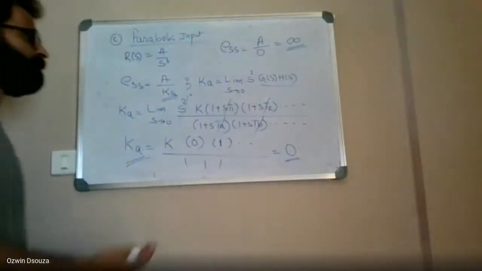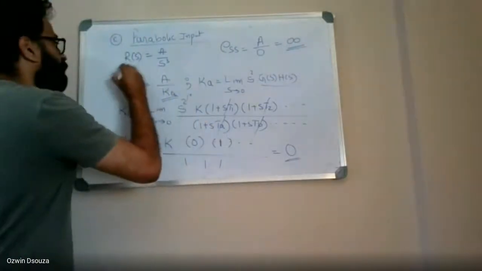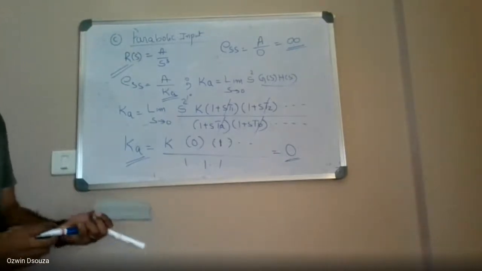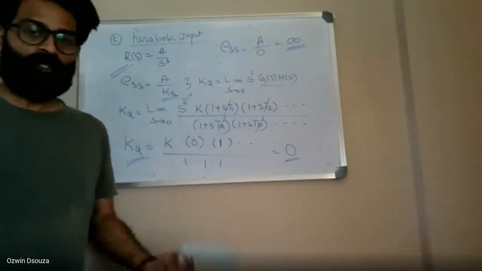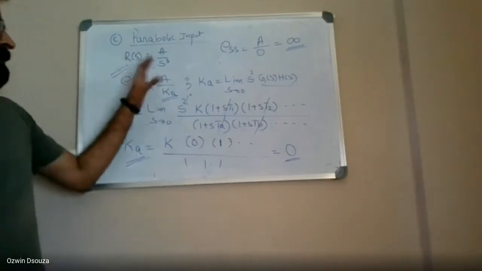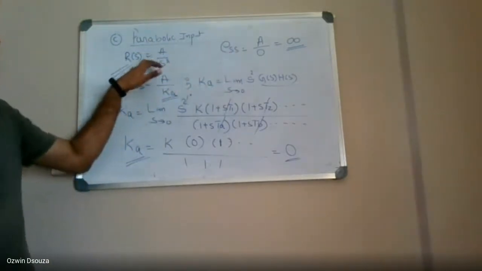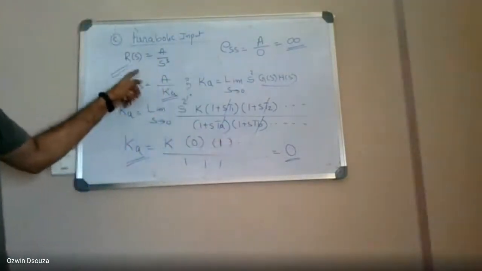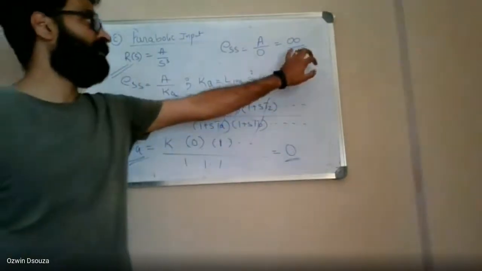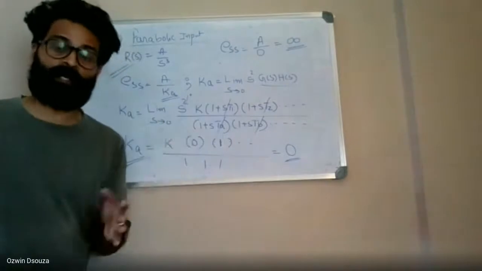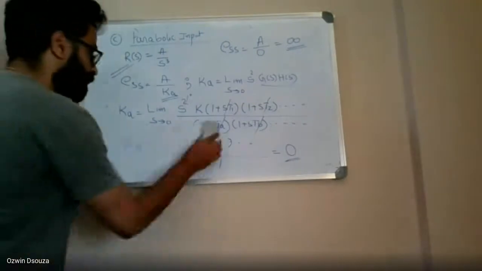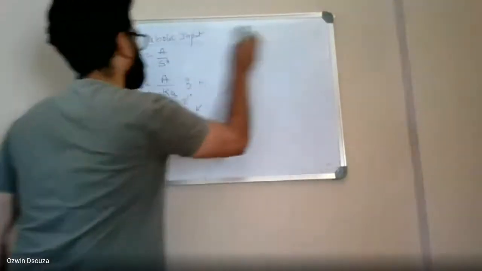Again, you don't have to test a type 0 system for a parabolic input. Before testing itself, we can say the system will not work. The system will be destroyed if you excite it with a parabolic input, because it gives infinite steady state error. So your actual output may overshoot the specification, and eventually it may damage your system permanently.